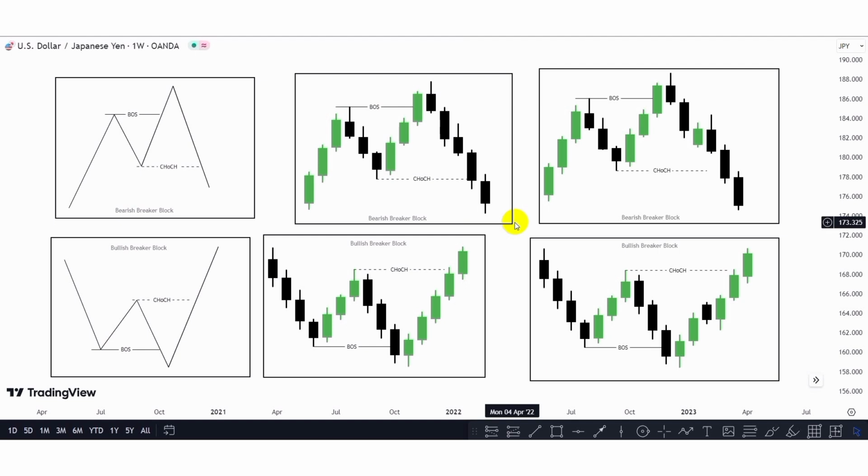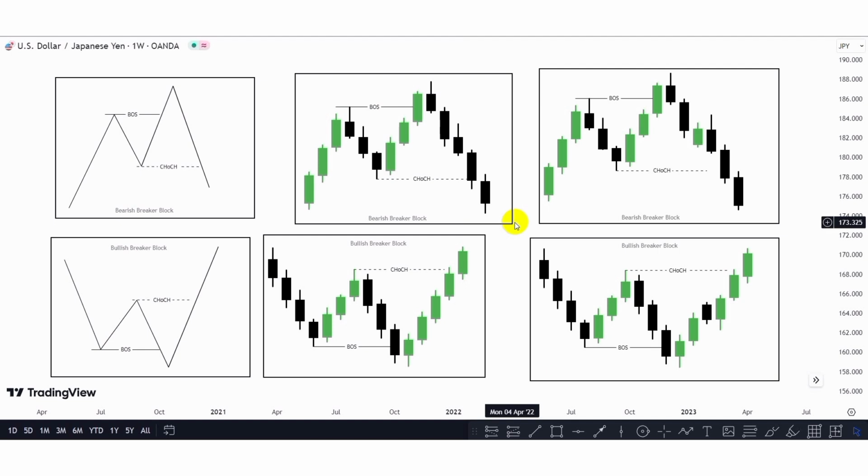A breaker block is a violated order block that turns into another demand or supply zone depending on the market's condition. And one of the key things we must know about breaker blocks is that it is formed when we have a sweep of liquidity or breakable structure high or low points before a market change in character.